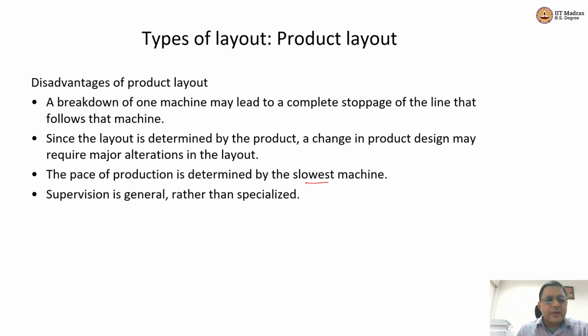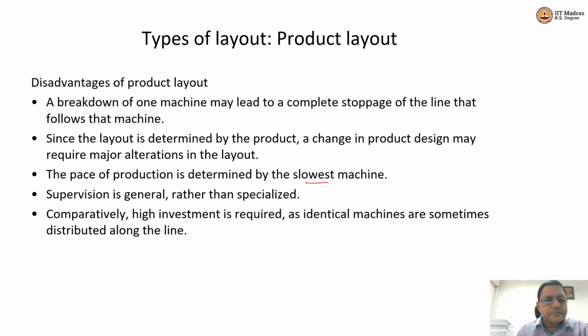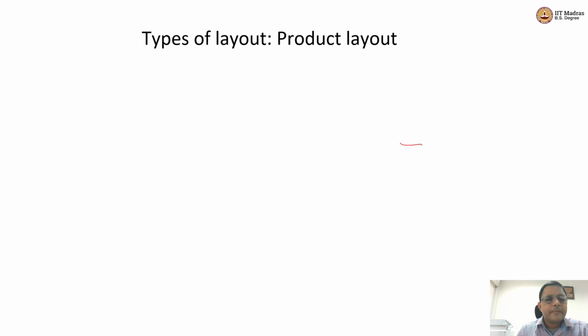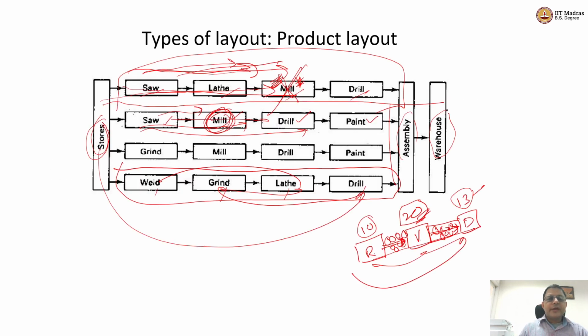Supervision is general, not very specific, because what are you specializing? Usually comparatively high investment is required because identical machines may be distributed along the line. What do I mean by that? Okay. So here let us say that one product has to be processed on a milling machine twice. Okay. So let me erase this now.